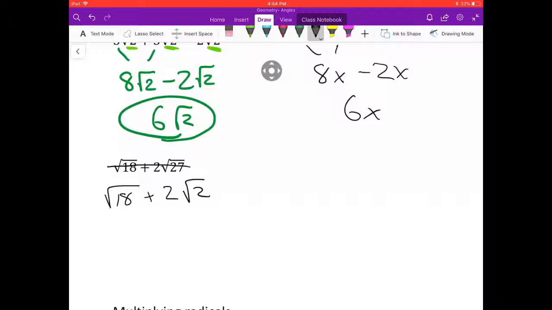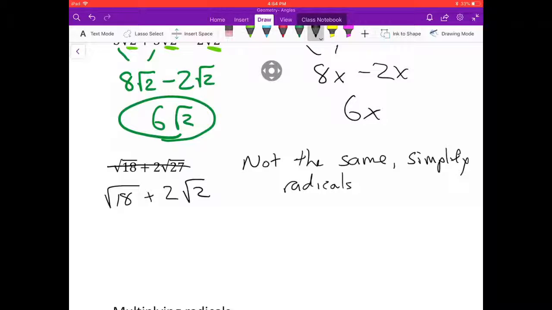All right. So what you want to do when they're not the same, you must simplify first. So we're going to have to simplify these radicals first before we can see if we can put them together. So we know square root of 2 can't be simplified, so we're going to leave that one alone. But square root of 18, as we talked about in a previous video, we can break that down and make it simpler.